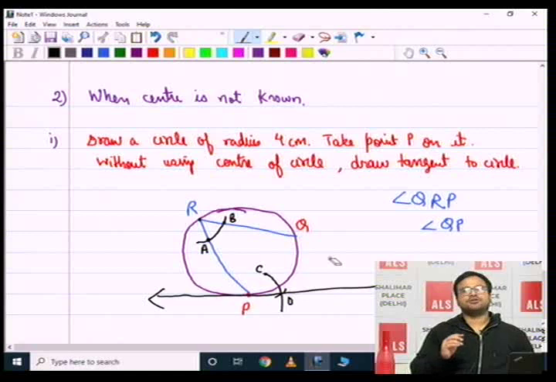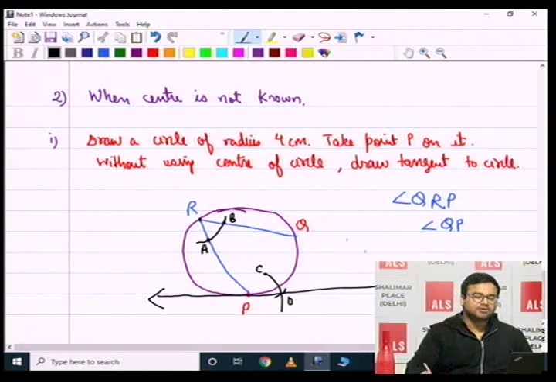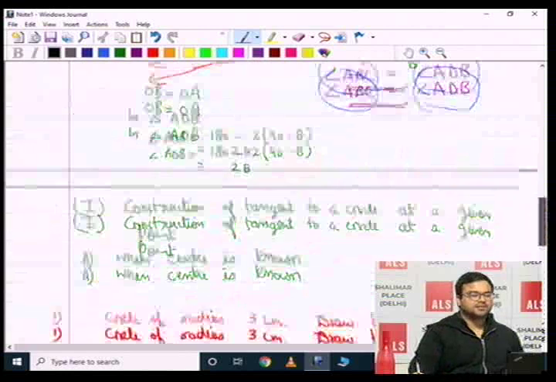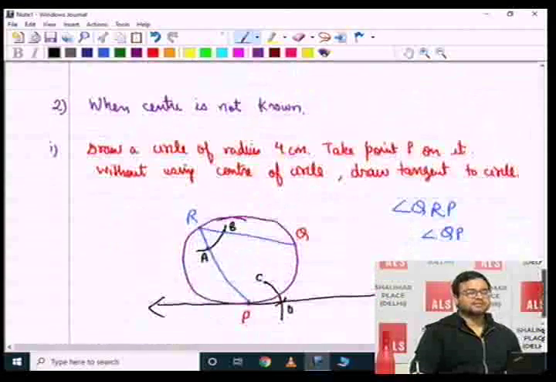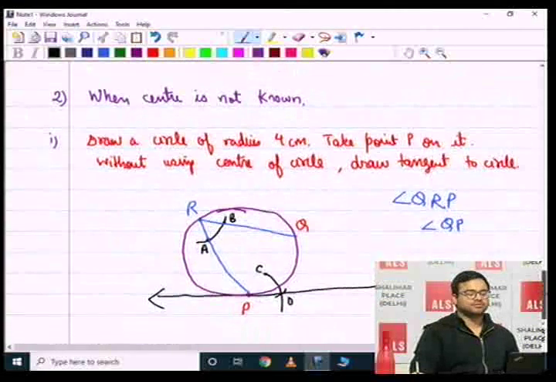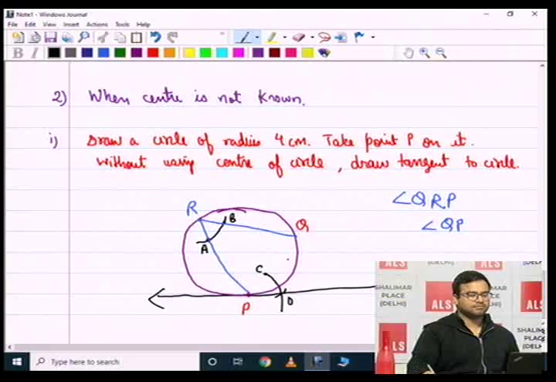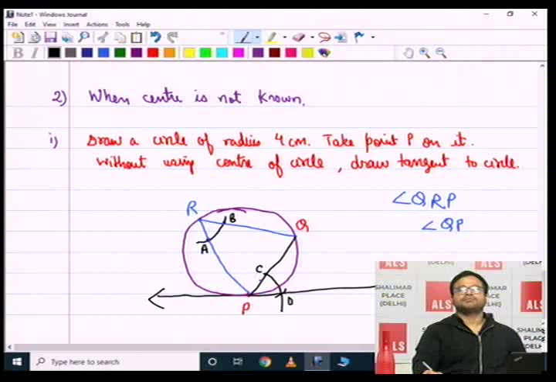So is this clear to all of you? What have we done? We have done two things: how to draw a tangent to a circle at a given point on it. The first case is when the center is known, and the second case is when the center is not known. Is this clear to all of you? Any difficulty in this one?